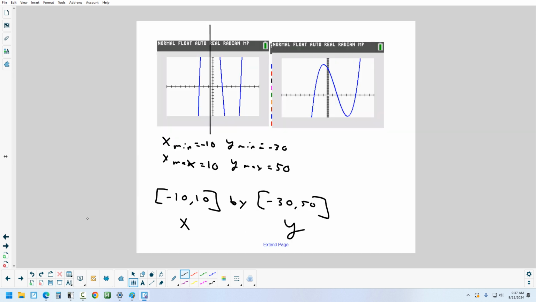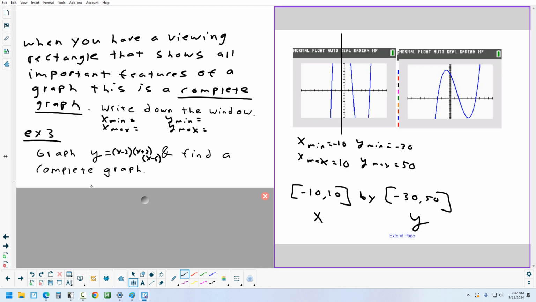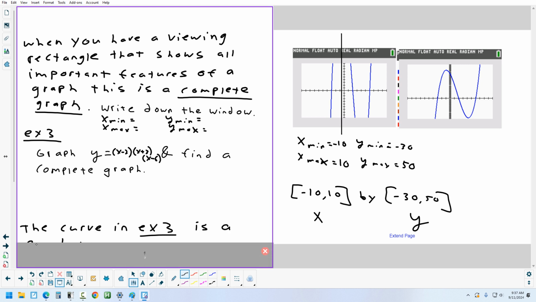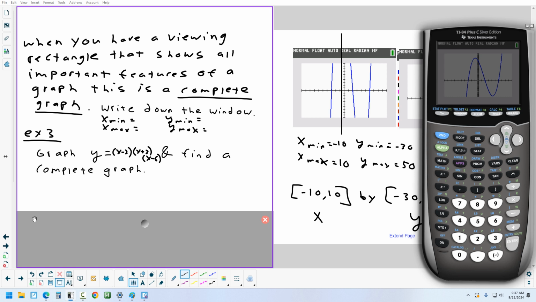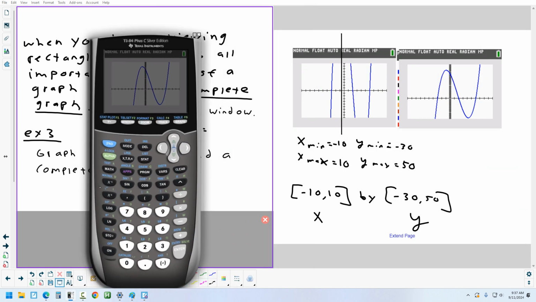Any questions on finding a complete graph in that situation? And there isn't always one right answer. Like if you put the y max at 60, I would say that's fine. If you put the y min at negative 40, that would probably be fine.